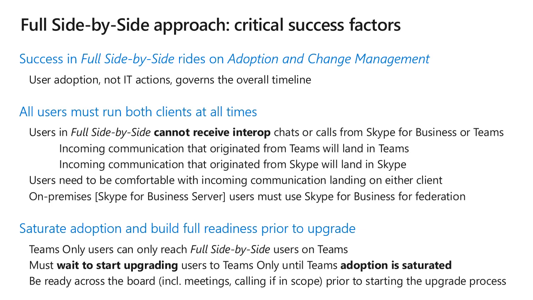So you have to make sure that you are ready across the board. You have the adoption taken care of. You have the deployment of the client and saturation taken care of. If you have meetings in scope, address your meeting rooms like we talked about earlier. If you have calling, or what we used to call enterprise voice or phone system, in scope, make sure all of those pieces are accounted for before you begin the upgrade process, because the intent of full side-by-side is that your upgrade period should be a very short period where you're essentially doing a quick transition from the Skype for Business and Teams world together, that full side-by-side world, to the end state, which is Teams only.